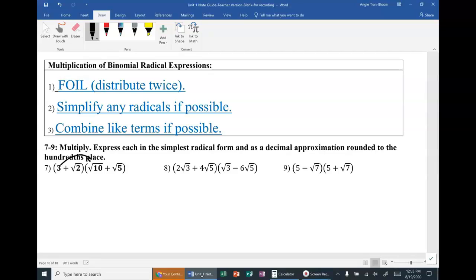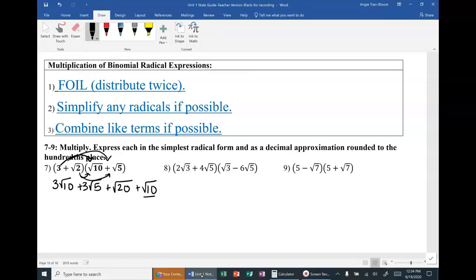So let's FOIL. 3 times radical 10 is 3 radical 10. 3 times radical 5 is going to be 3 rad 5. Rad 2 times rad 10 is going to give us radical 20. Rad 2 times rad 5 will give us square root of 10.